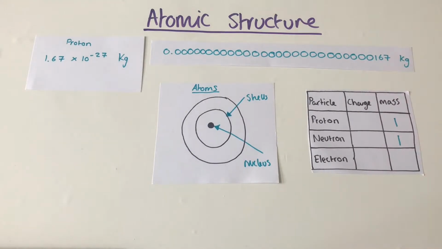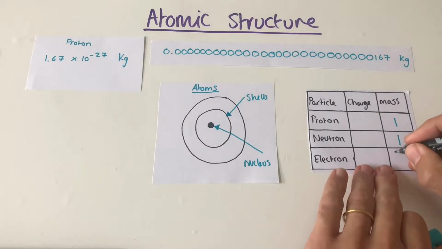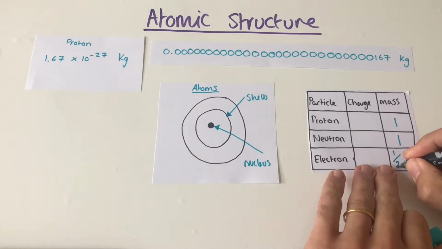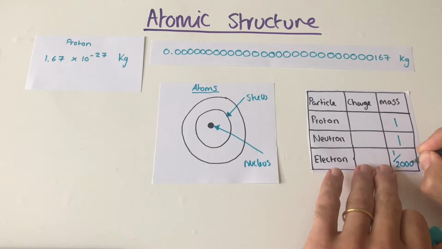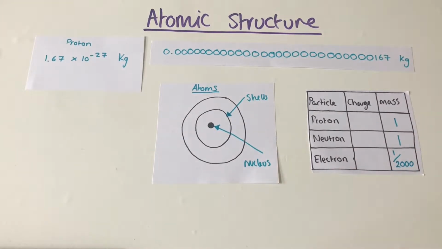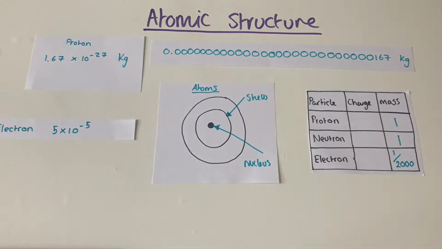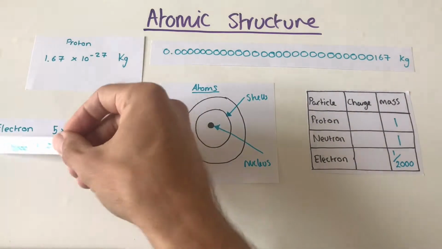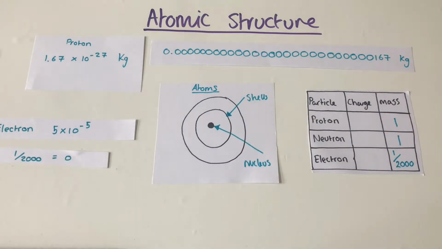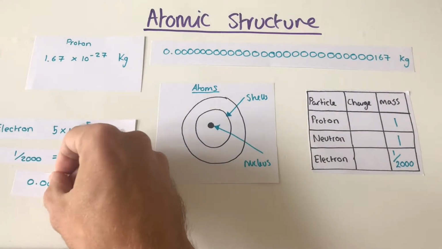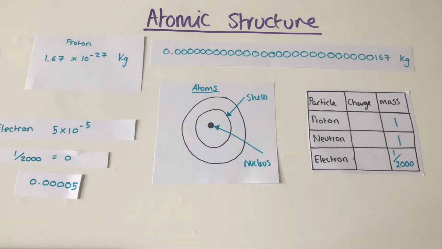The other unit that you need to know is for an electron. So the size of an electron is very small, and an electron, relatively, is 1/2000th of the size of a proton and a neutron. So the mass that we use, the relative mass of an electron, is 5 times 10 to the minus 5, 1/2000, or 0.00005. I hope I said that right.